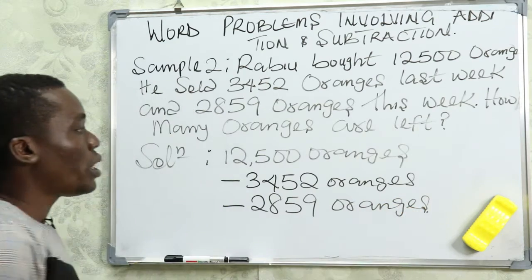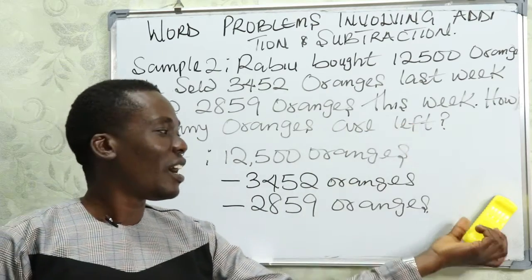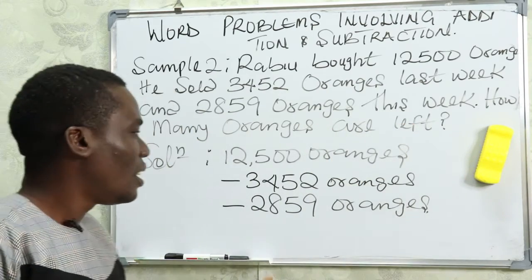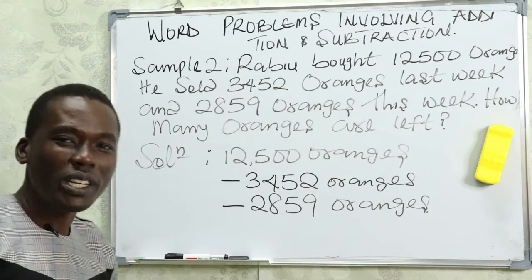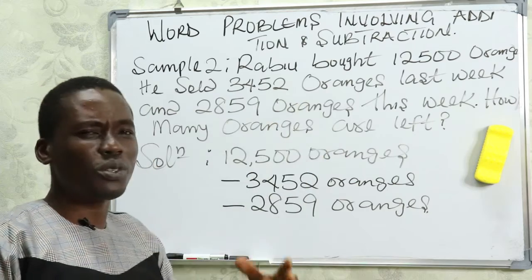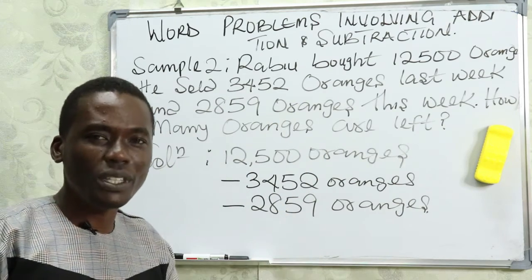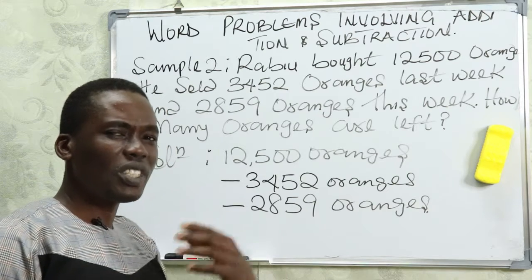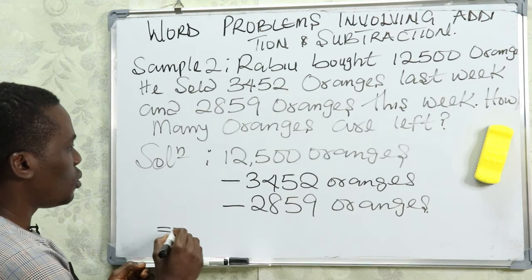Now do you remember the question? The question says how many oranges are left. So you see, this is exactly the interpretation of this question. Whenever you are given any question on word problems, you need to interpret the question, explain the question and understand it yourself, then you can solve. So what do they invariably want us to do?